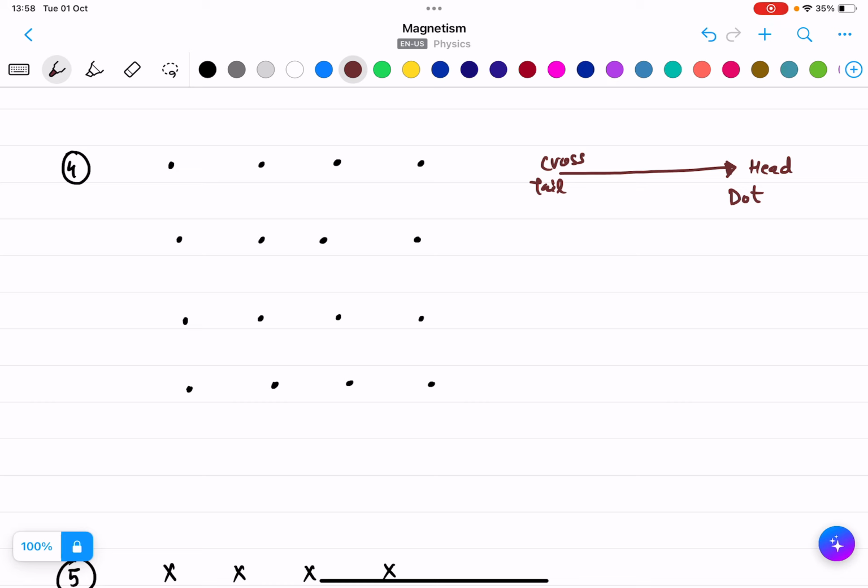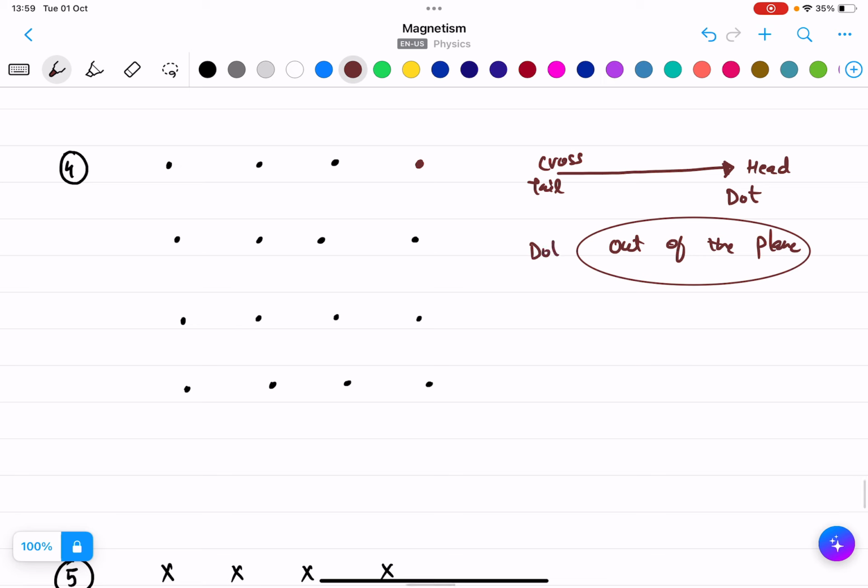So now, if it is showing dot, that means out of the plane, okay? If it is showing cross, that means into the plane. You just need to remember this. Out of the plane means there is an arrow here and we can see the dot because it's coming towards us. So out of the plane, if it is a dot, and if it is a cross, that means into the plane. Okay, so it's very simple now.